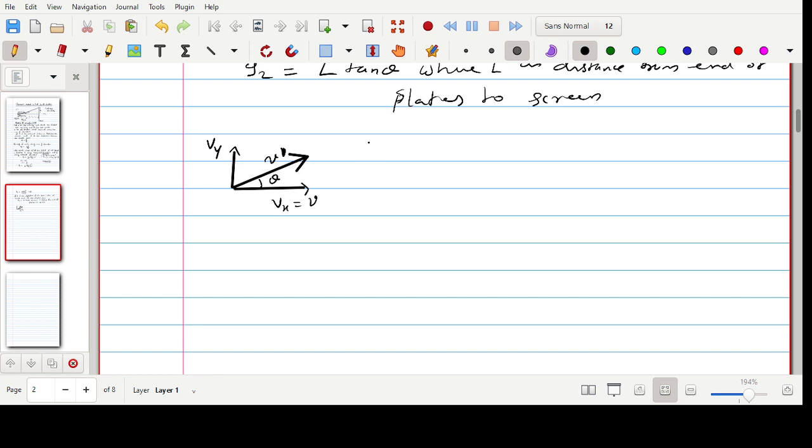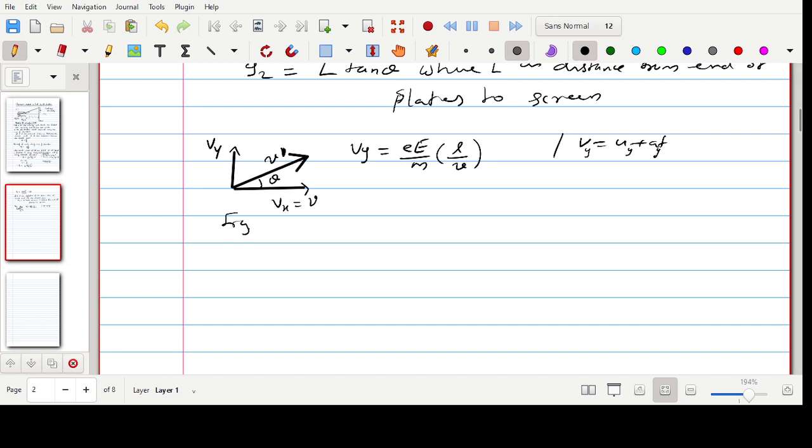Now what is Vy? Velocity along the vertical direction. You can write using the equation of motion V equal to U plus At. Vy equal to Uy plus Ay into T. So Vy equal to, what is Uy? Initial vertical velocity is 0. What is Ay? Ay is eE by m. What is T? T is L by V. So this is Vy.